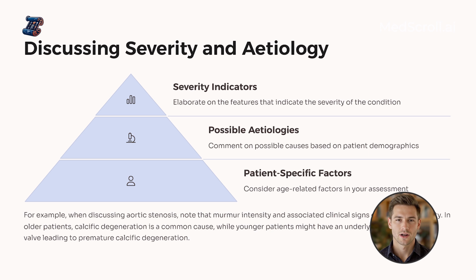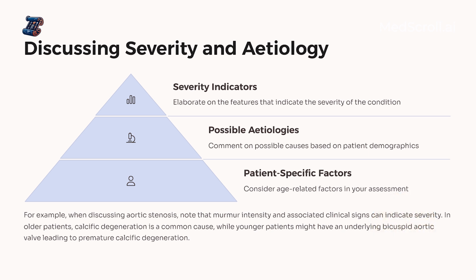Following this, elaborate on the features of severity and possible etiologies. Describe the intensity of the murmur and any associated clinical signs, and comment on potential causes. For instance, in an older patient, aortic stenosis is most commonly due to calcific degeneration, whereas in a younger patient, you might consider an underlying bicuspid aortic valve, leading to premature calcific degeneration.